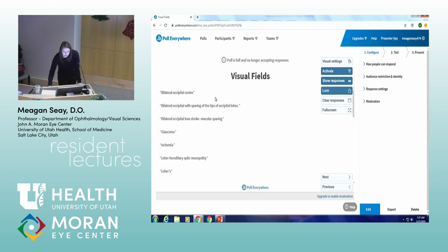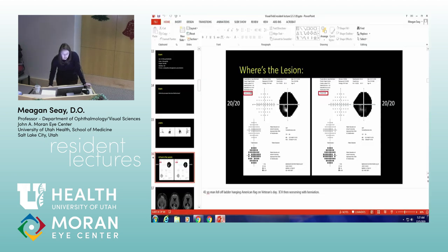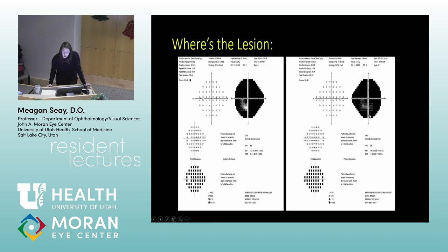We just need to see your answer. So for this one, we've got glaucoma, stroke, macular sparing. Most of them were thinking bilateral occipital, sparing the posterior poles of the occipital lobe. Someone said glaucoma, that could also be true because we really have no other history to know how quickly this came on.